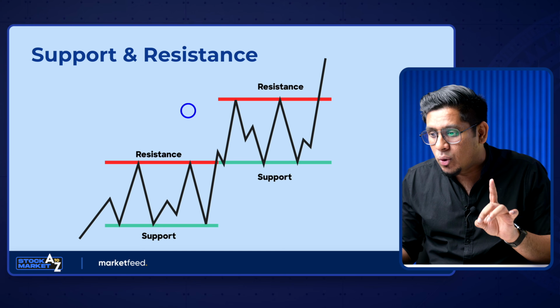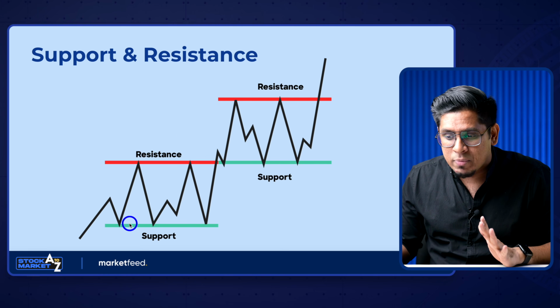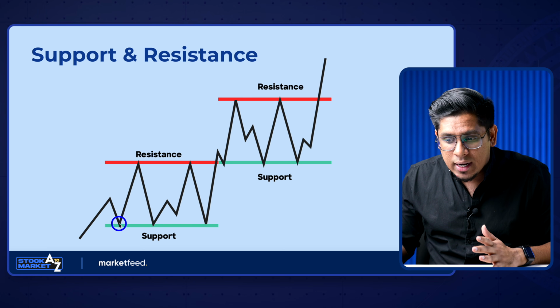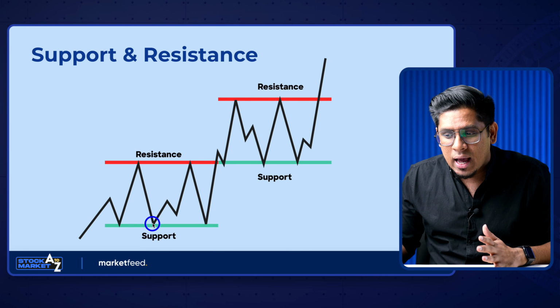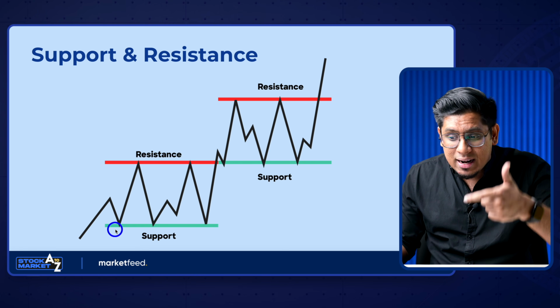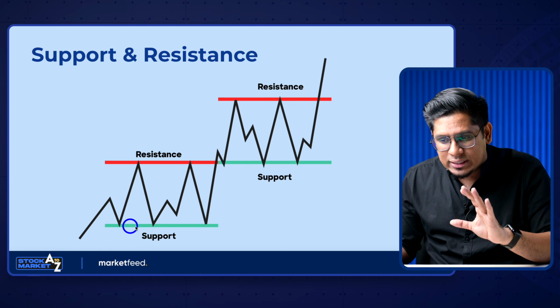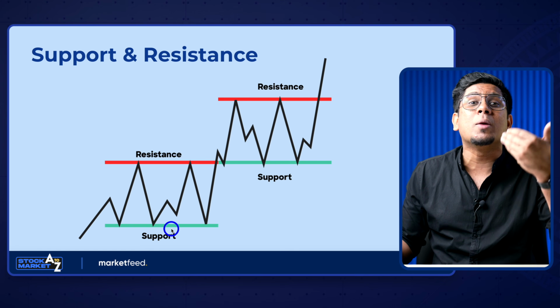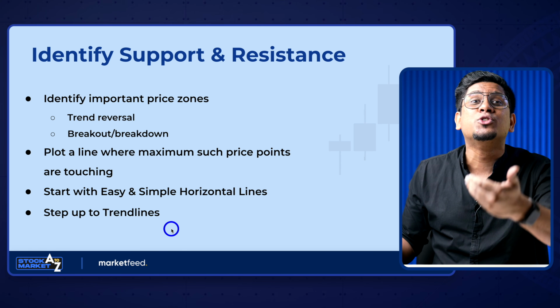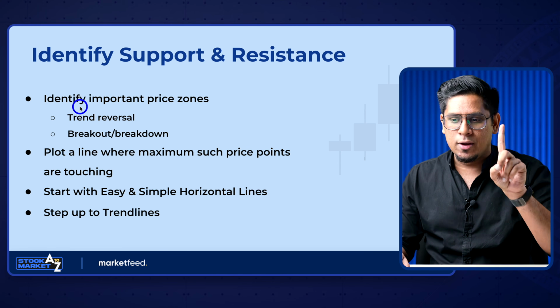So let me go back into our image, right? So here if I see, I might say this and this. What is happening here? A downtrend is being reversed here. Again here, a downtrend is being reversed. So two times a trend reversal has happened here. So I would say this price level is an important price level or an important price zone. Okay, I've identified that.